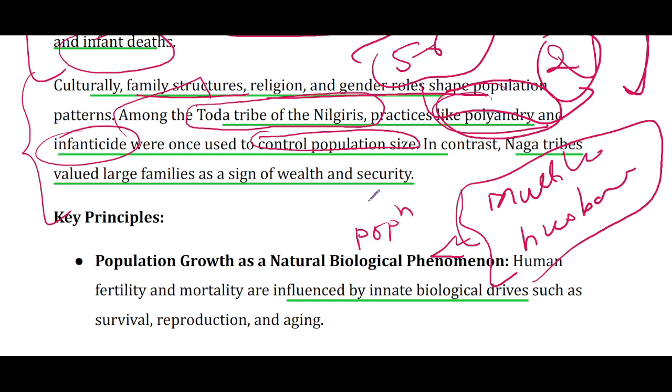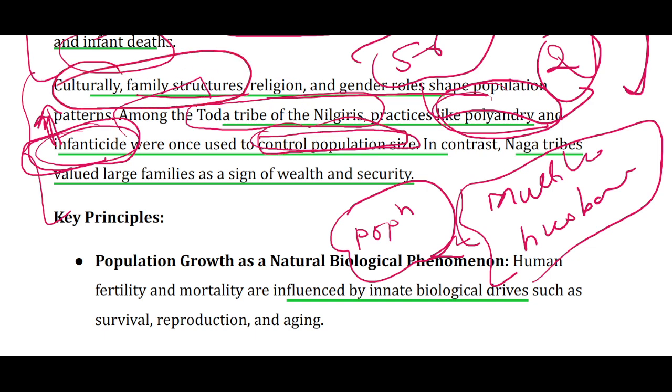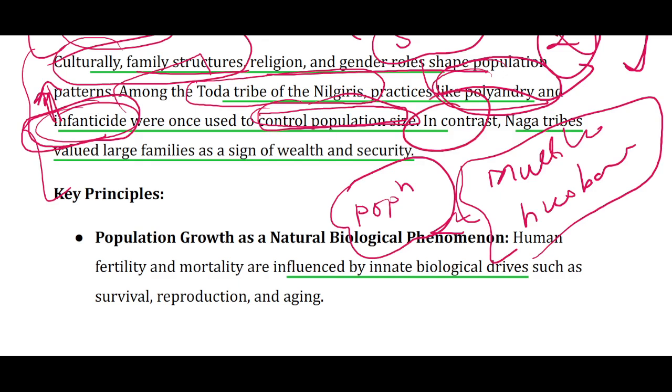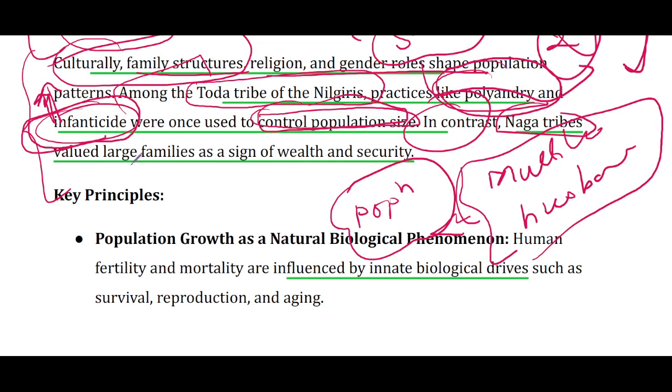check. And even after that, they used to resort to infanticide, to kill young children to control the population size. So you can see here the cultural factors in play. In contrast, Naga tribes value large families because it signifies wealth and security.